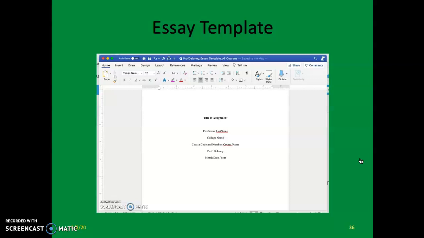There's also some text in blue that explains how to use each paragraph and what information to include. So I would like for you to use this template for all of the writing assignments that we complete.